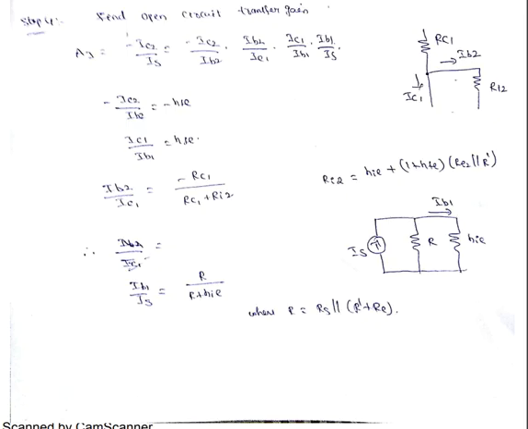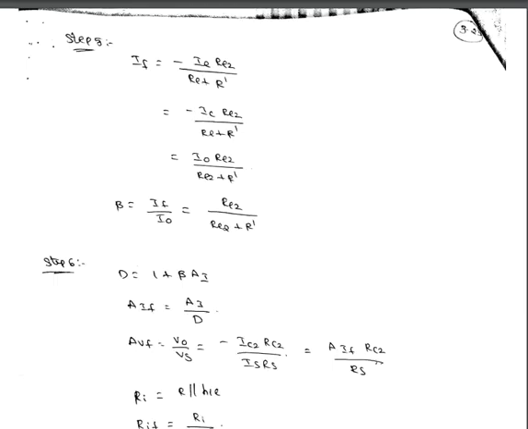To find the open circuit transfer gain, AI is equal to minus IC2 by IS. So that can be split as minus IC2 by IB2, IB2 by IC1, IC1 by IB1, and IB1 by IS. Then IC2 by IB2 is minus hFE, IC1 by IB1 is hFE. Just by substituting all these values, and also we have to calculate IB1 by IS, which is equal to R by R plus hie. Now the feedback network gain beta, that is IF by I naught, is equal to RE2 by RE2 plus R dash.